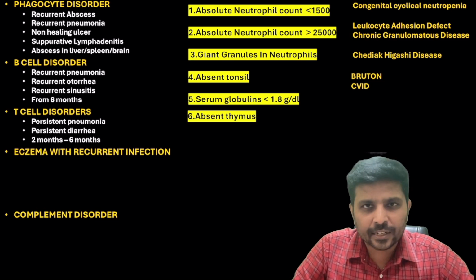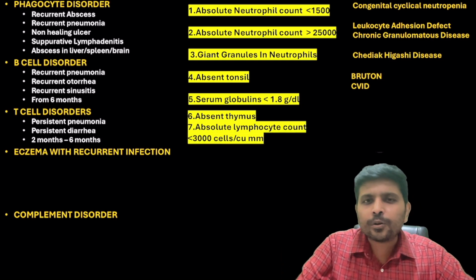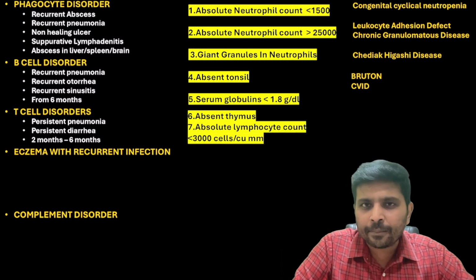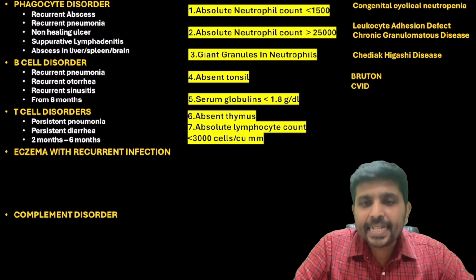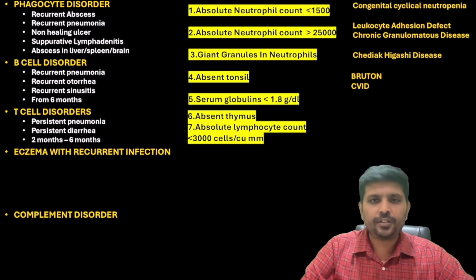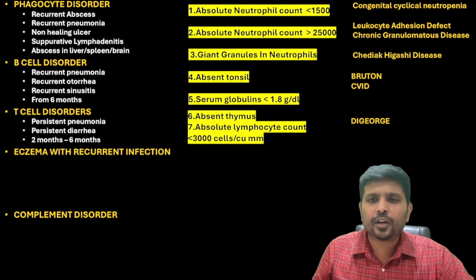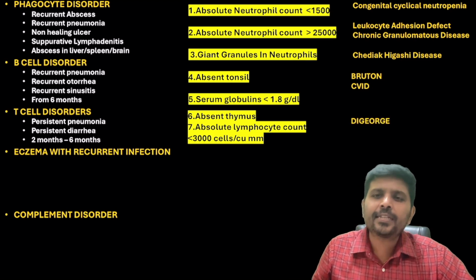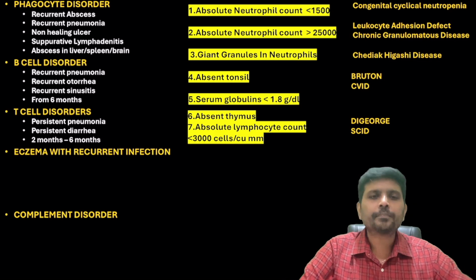So, this is the X-ray clue. What is the blood clue? Very, very simple. An absolute lymphocyte count of less than 3000 cells per cubic millimeter is an indirect evidence towards severe combined immunodeficiency. And what are all the disorders involving T cells? It can be DiGeorge syndrome or it can be severe combined immunodeficiency.